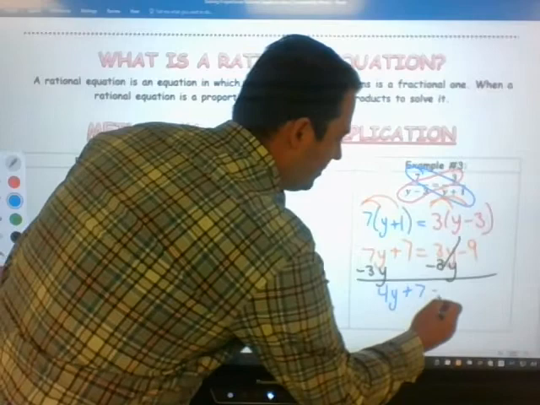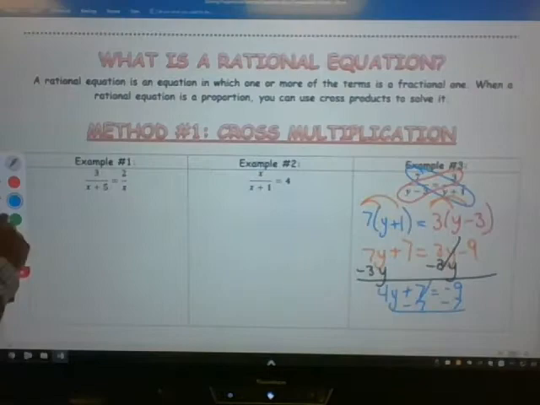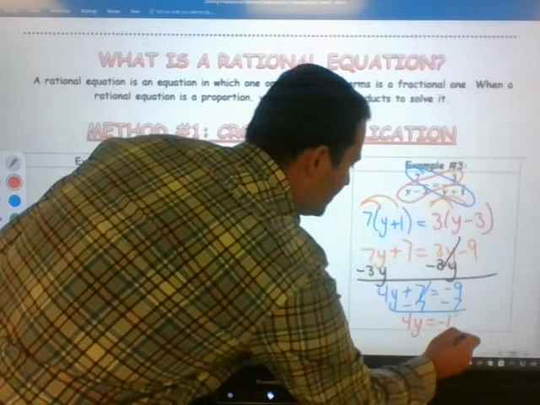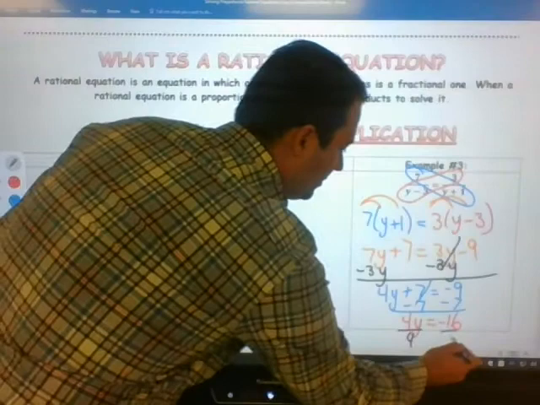Then we're going to move the constant. So subtract 7. Okay, change colors. We have 4y equals negative 16, if you put that in the calculator. Our last step here, it'll be divide by 4. And you get y equals negative 4.